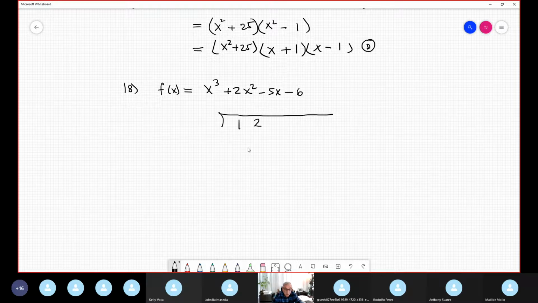1, 2, negative 5, negative 6. And you divide by 2. This is verification, double checking. Okay, the thing I saw in decimal is correct. Bring down 1, 2 is 4, is 8, is 3, is 6. And when the remainder is 0, that means that the factor x minus 2 belongs to this polynomial, without factorization, magically.